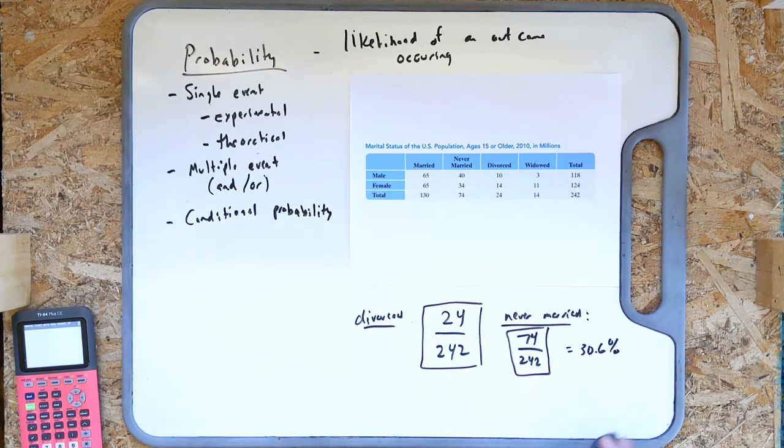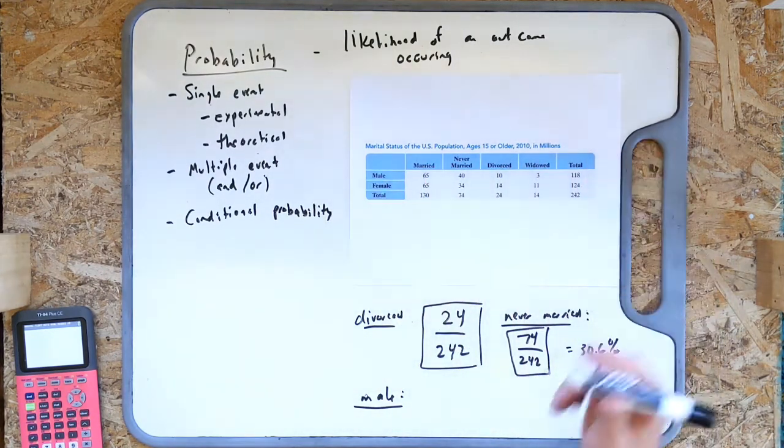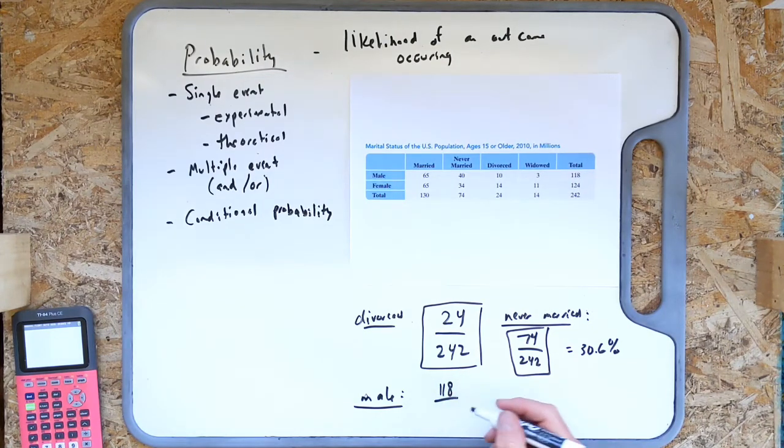What is the probability that I am male, randomly selected in this population? Again, now you look at male, you look at the row instead. There are 118 total males, and again, out of 242 total. So that is 49% chance that I'll be male. Presumably the other percent chance is female.